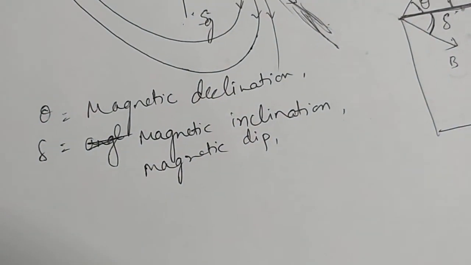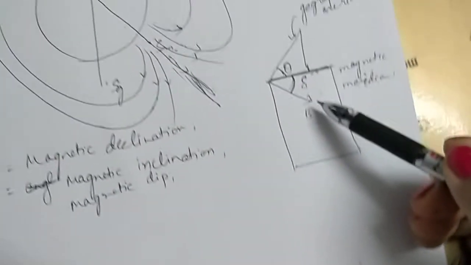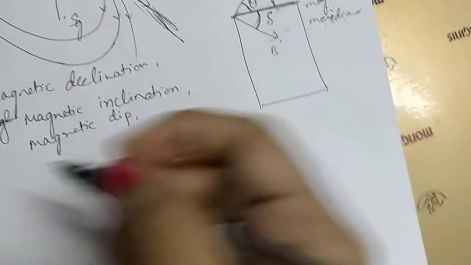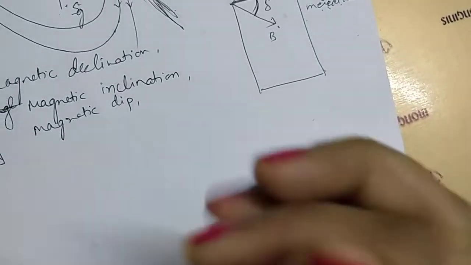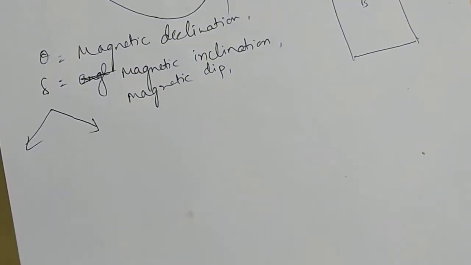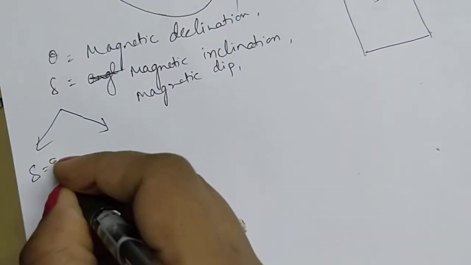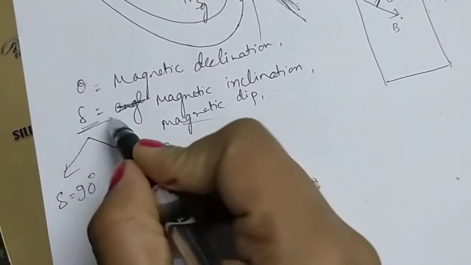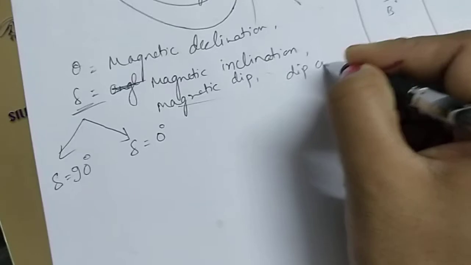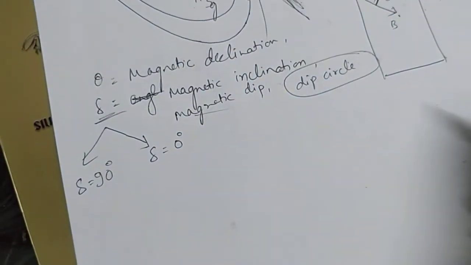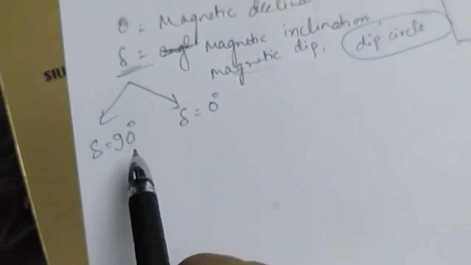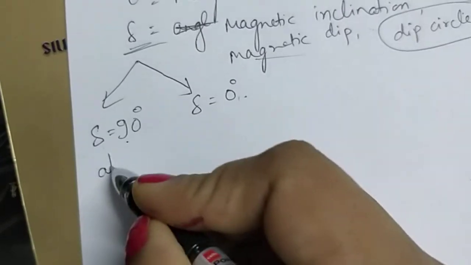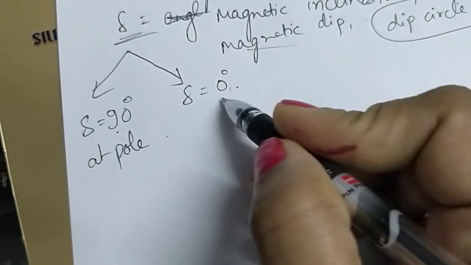How will you define it? It is the angle between the Earth's magnetic field and horizontal line in magnetic meridian. And what will be the value of delta? Different values of delta are possible, but there are two special conditions: delta equal to 90 degree and delta equal to 0 degree. The instrument which is used to find this angle of inclination is called dip circle. We get delta equal to 90 degree at pole, and delta equal to 0 degree at equator.